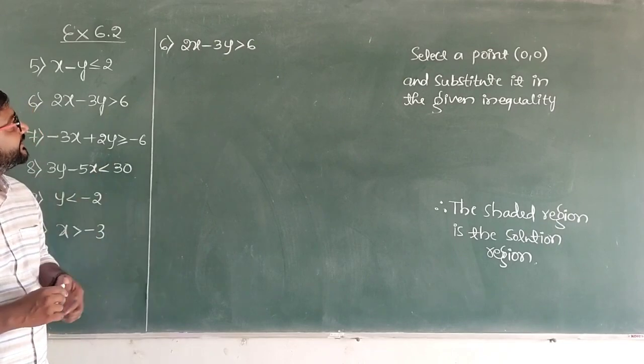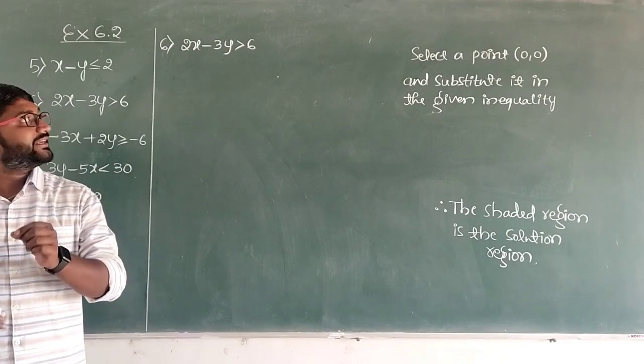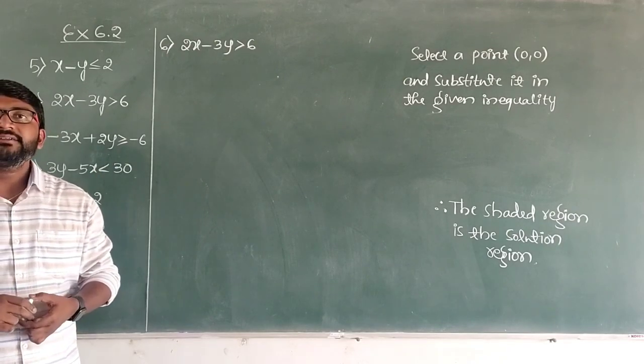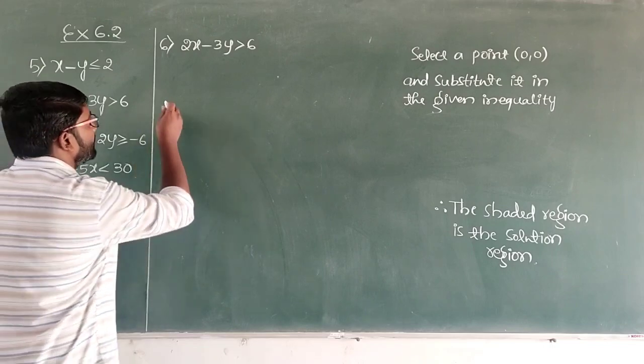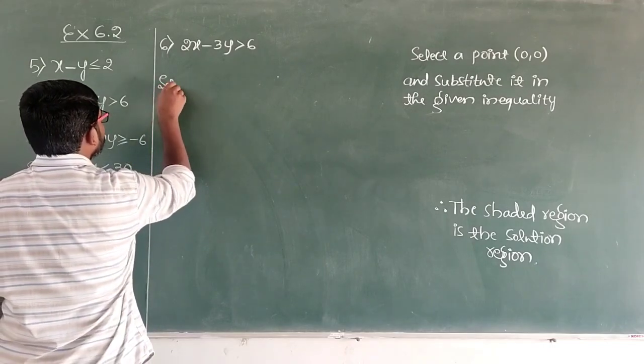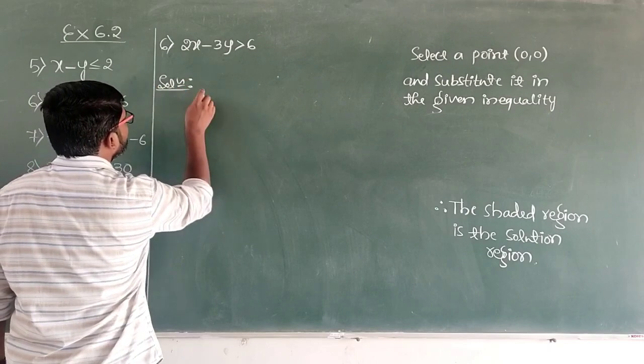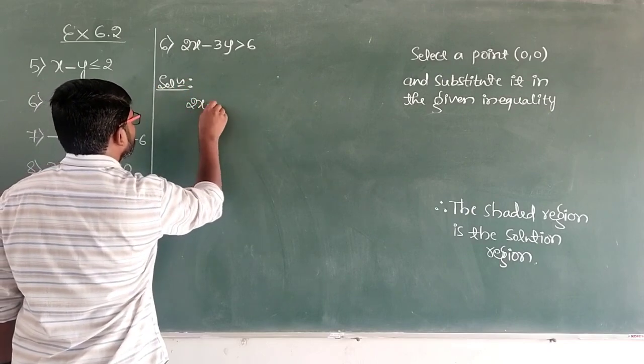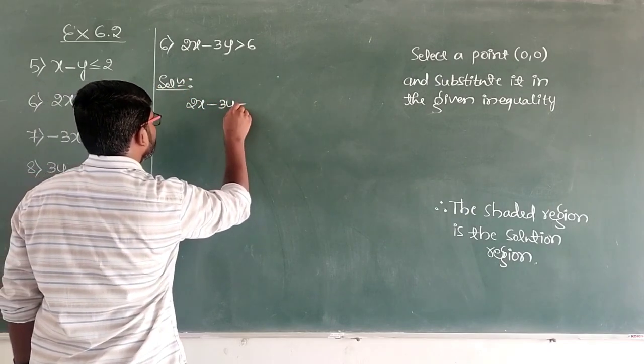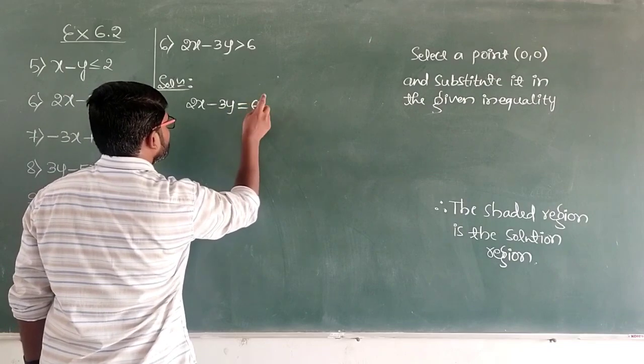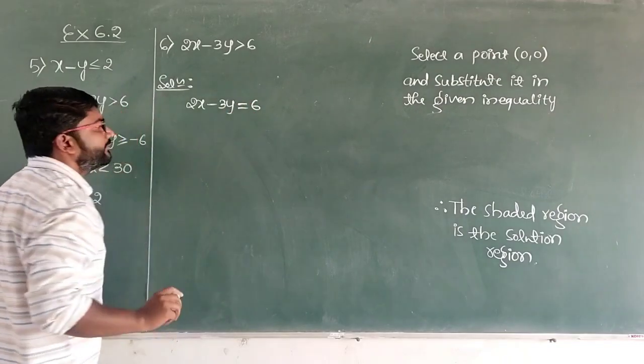Well, the next question is question number 6. 2x minus 3y greater than 6. So let us go for the solution. Remove the inequality sign. 2x minus 3y equals 6. Now we will go for the table.